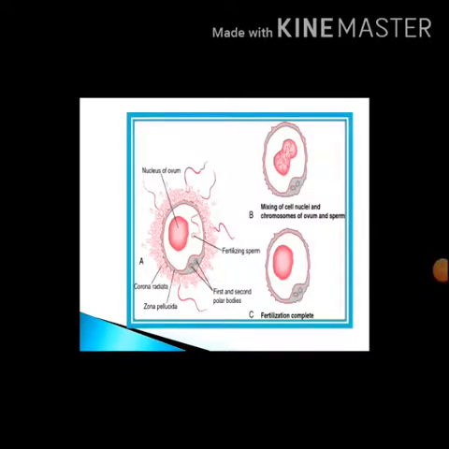Here, you can see the procedure of zygote formation. The acrosome of the sperm penetrates the egg membrane. The head of the sperm only enters into the ooplasm. Suddenly, meiosis II starts, thereby forming the second polar body and the ovum. By the fusion of the nucleus of the sperm and ovum, a single cell, the zygote, is formed.